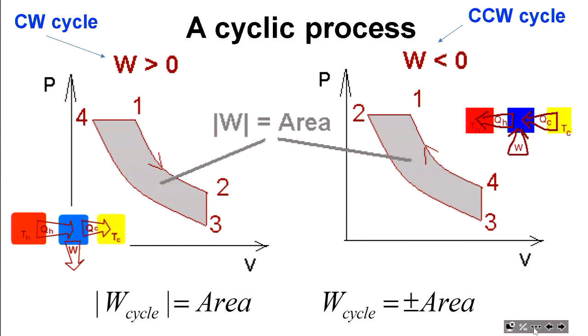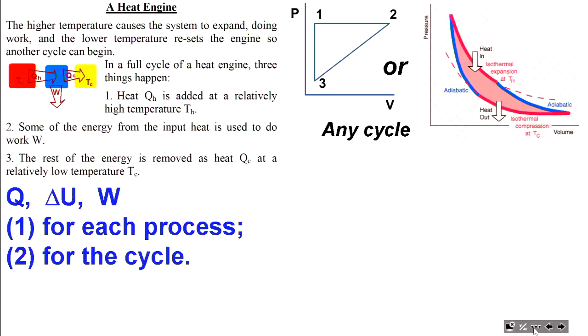But the more important fact is that the magnitude of the work done in one cycle will be equal to just the area of this shaded shape. The magnitude is equal to the area inside the cycle. That's it, which makes our calculations easier.